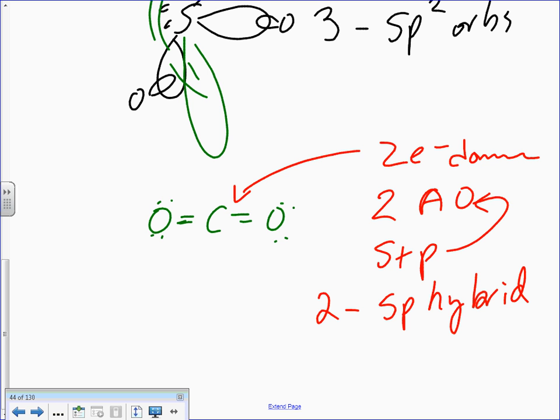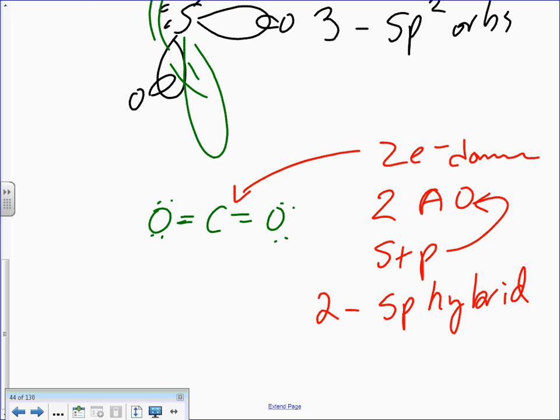It's all based on the number of electron domains. If there are four electron domains, what is the hybridization? If there are three electron domains, sp2. If there are two electron domains, sp hybridized. There can be more, but those are the ones that are highly supported under this theory.